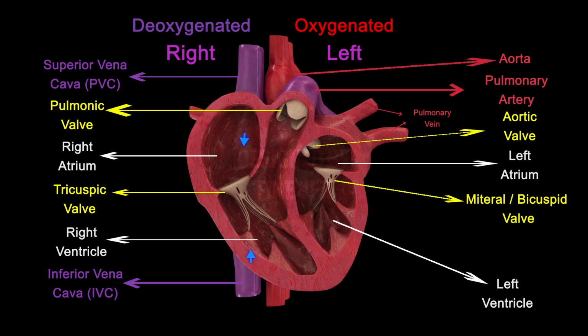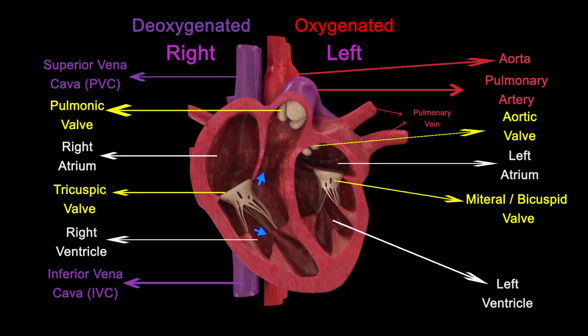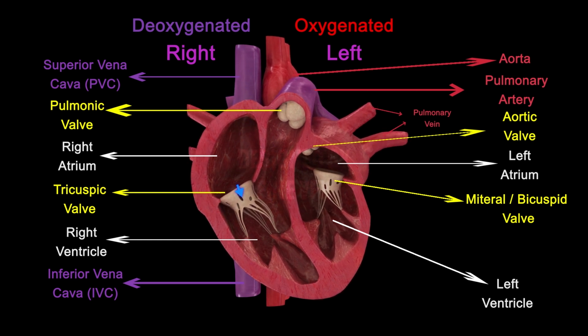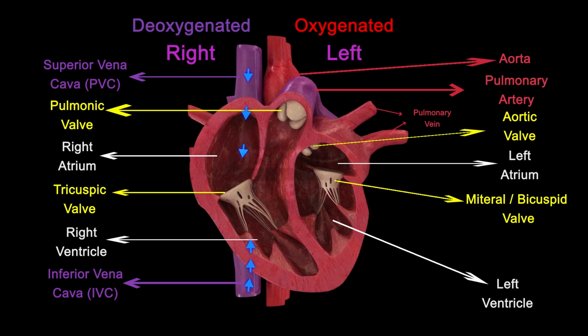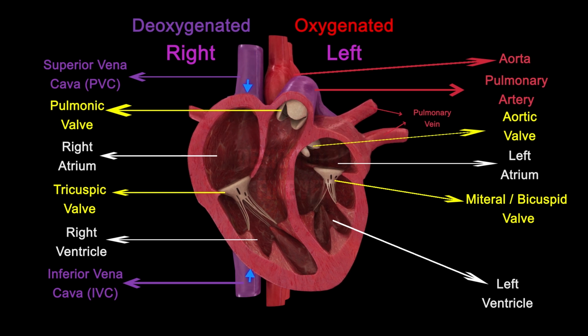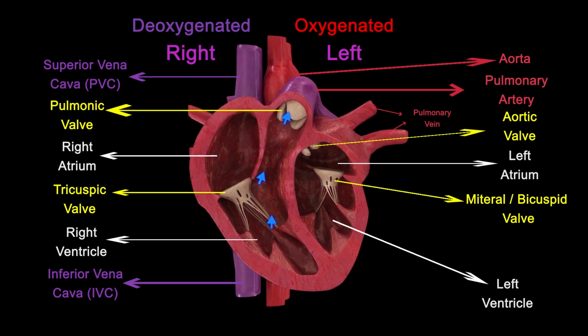We have covered the structures, so let's actually see how the blood flows through the system. It starts with the deoxygenated blood returning to the heart via the inferior vena cava and the superior vena cava. This blood empties into the right atrium. The right atrium then contracts, sending the blood through the tricuspid valve into the right ventricle. The right ventricle then contracts, ejecting the blood through the pulmonic valve into the pulmonary artery.